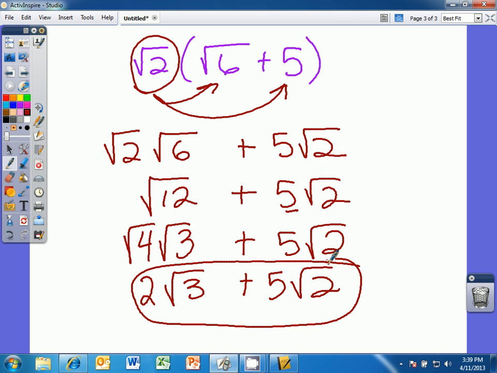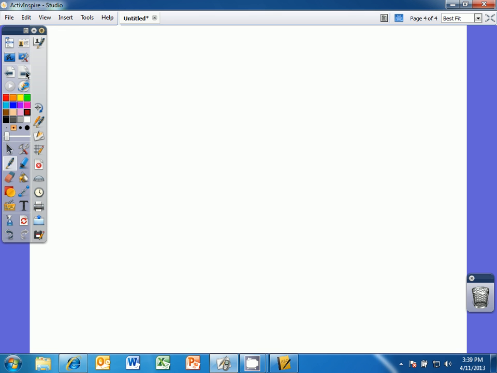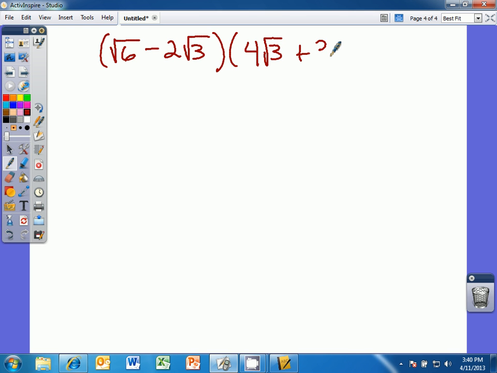And then finally a review of FOIL with radical expressions. If I wanted to multiply radical 6 minus 2 radical 3 times 4 radical 3 plus 3 radical 6, I can use FOIL just as I did with a binomial times a binomial.